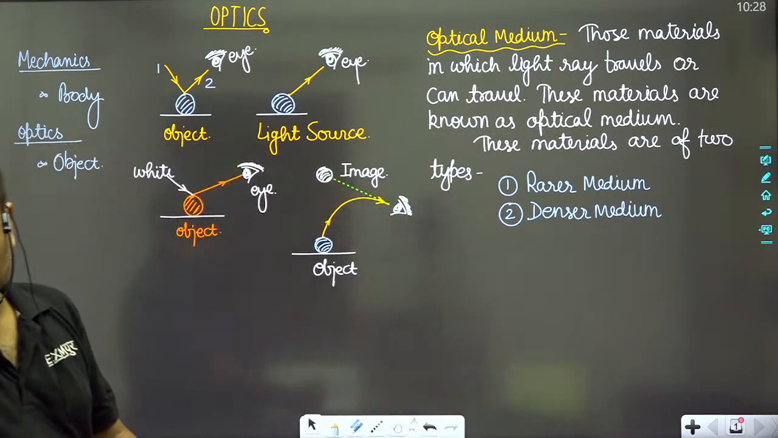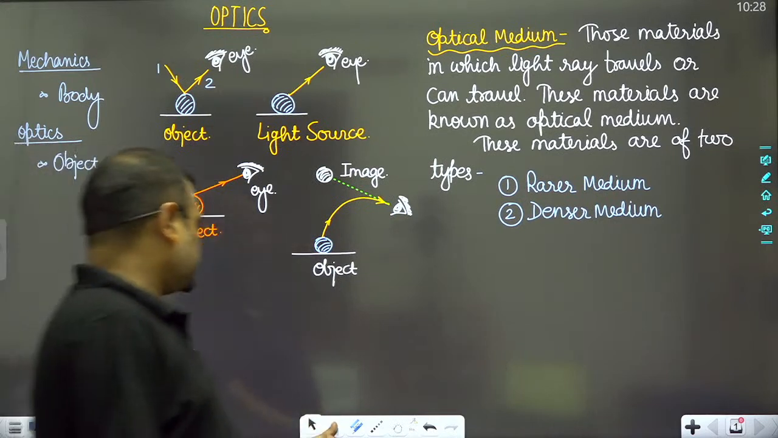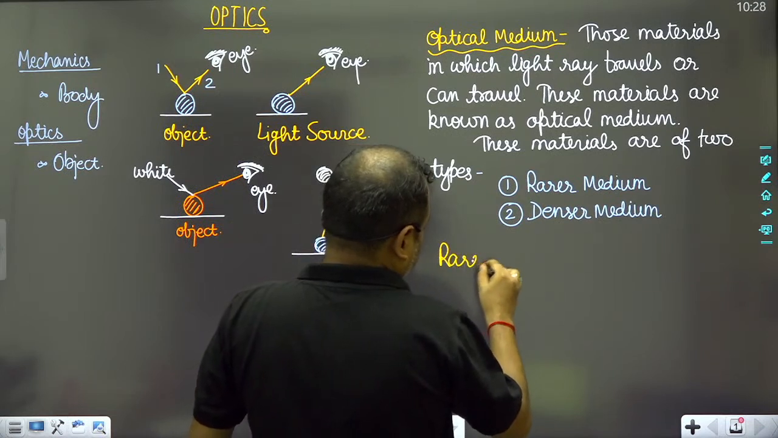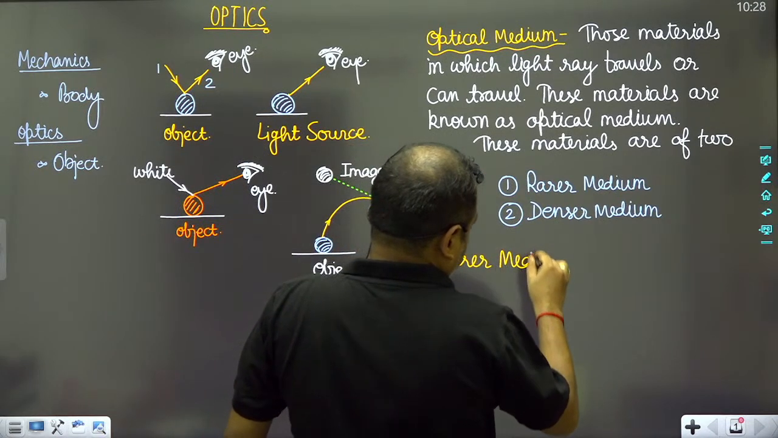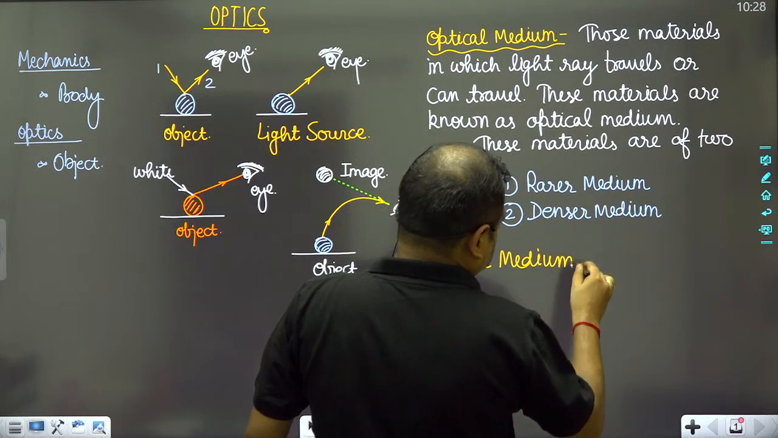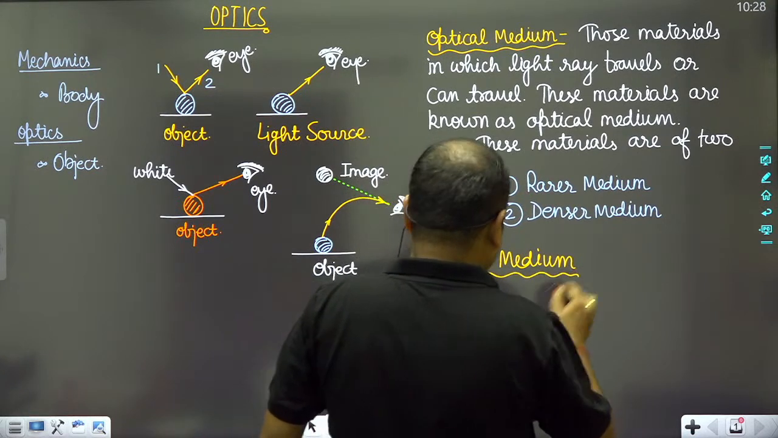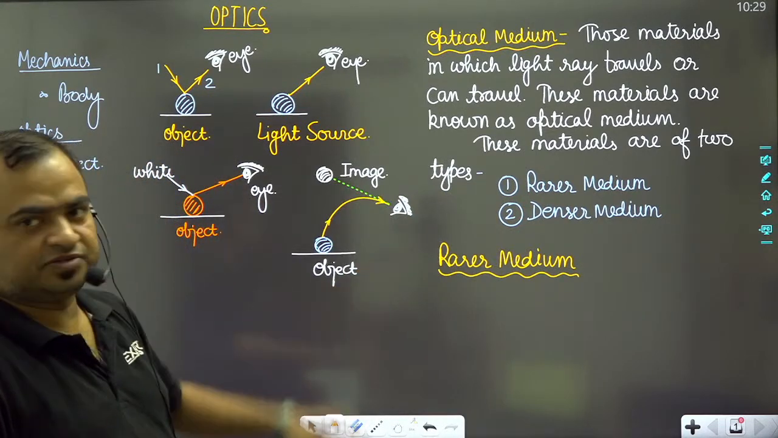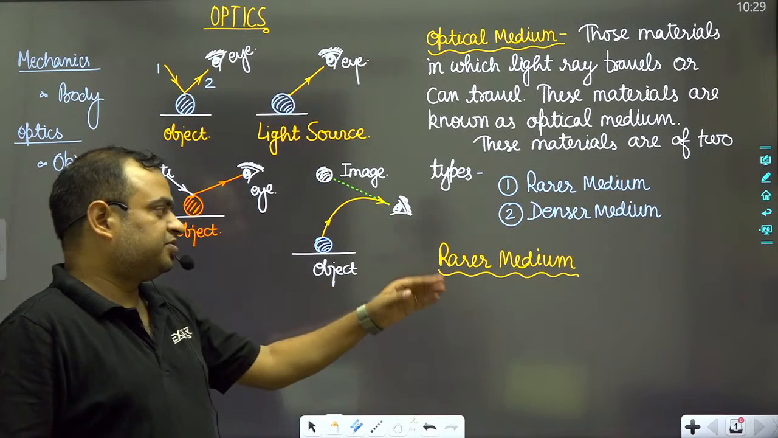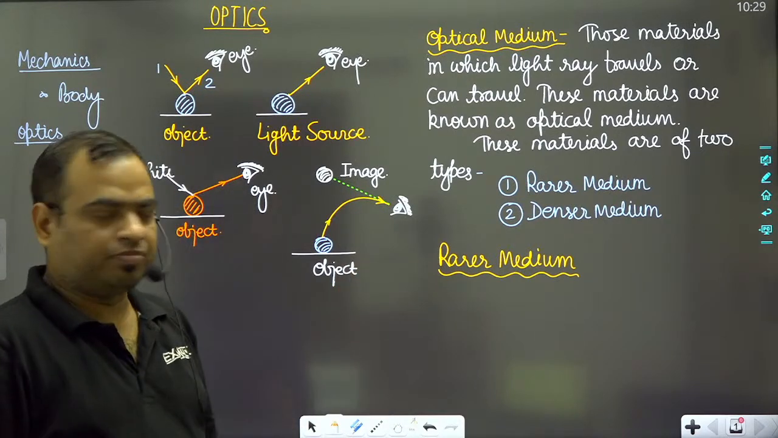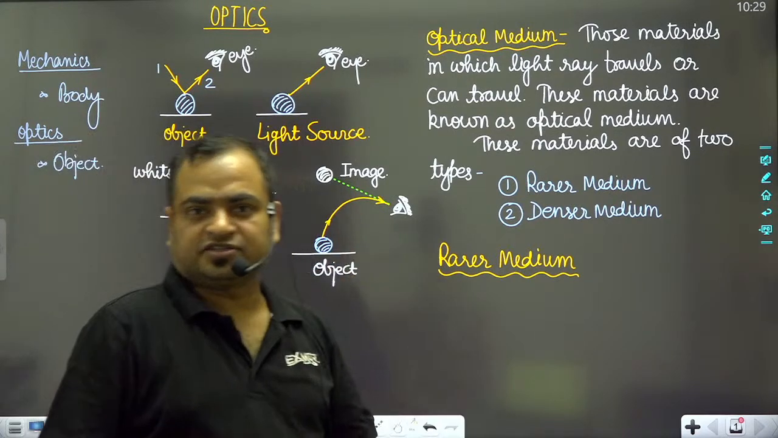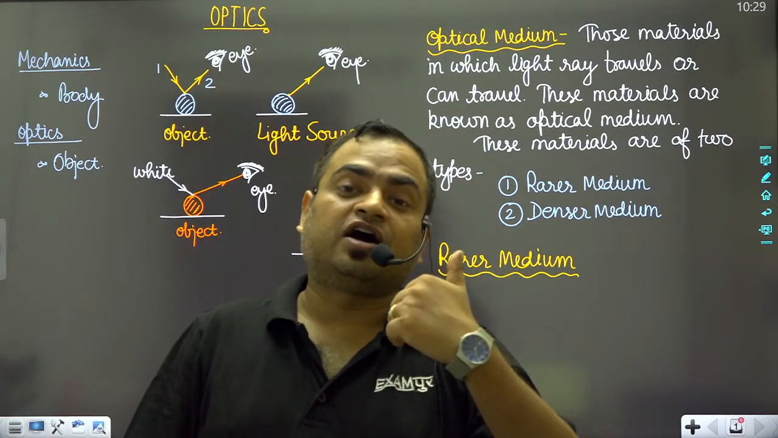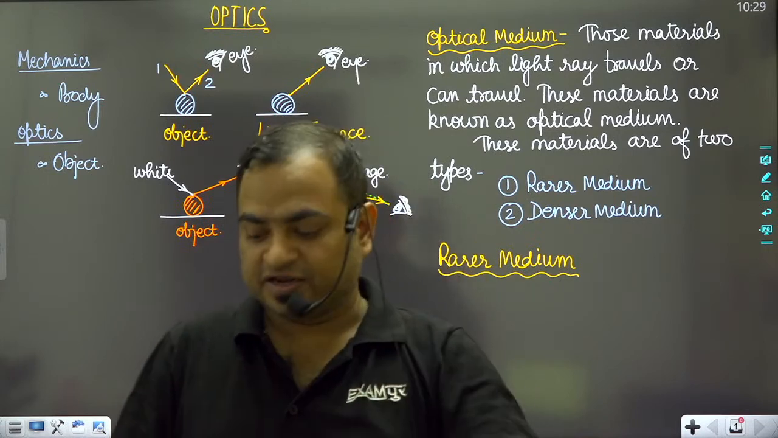Okay. So what is the rarer medium? Rarer medium can be defined as the one in which the speed of light is maximum, and the denser medium is the one in which the speed of light is minimum. But rarer and denser mediums are not predefined. These are named after comparison.